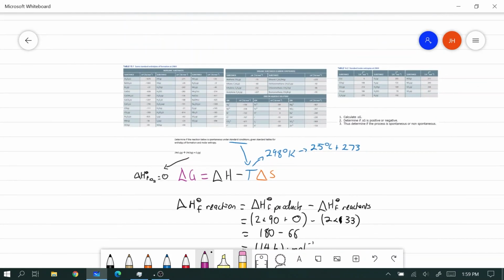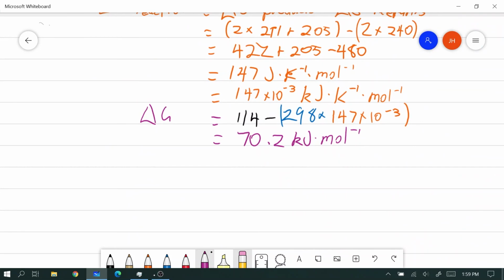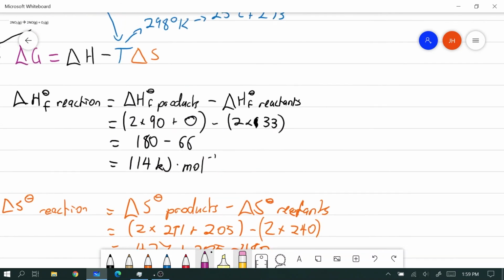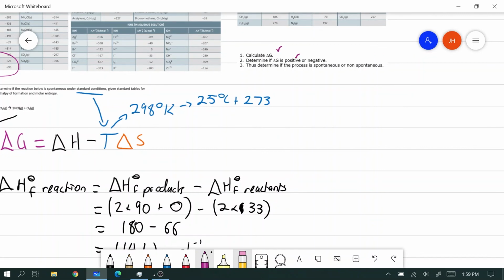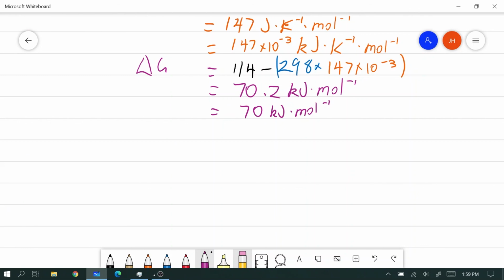Note as well, because we were using standard enthalpies of formation that had two significant figures, that should be the same here as well. So 70 kilojoules per mole. With this, we've calculated delta G. We've found that the value is positive, and we know that for positive delta Gs, the reaction it represents is going to be non-spontaneous. So I'm going to write delta G is positive. Therefore, our reaction is non-spontaneous.